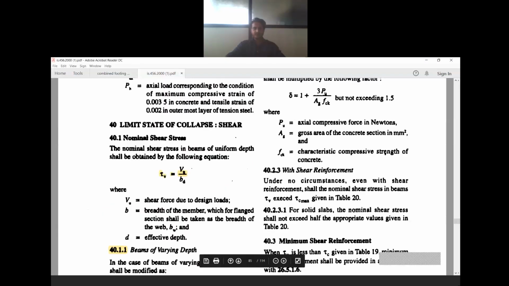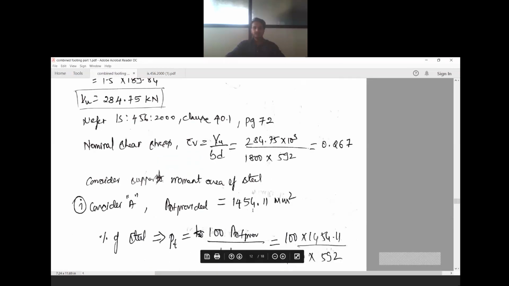Can you observe IS 456? This is the formula for nominal shear stress. Using that formula, we just calculated: 284.75 into 10 power 3 divided by b, we know 1800 is the width of the foundation, and d, we know the effective depth of the foundation, is 592. The answer is 0.267. So this is the nominal shear stress.